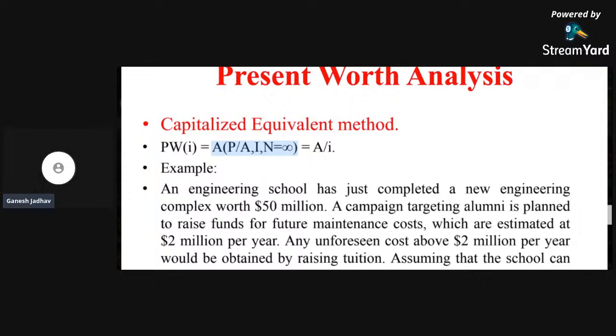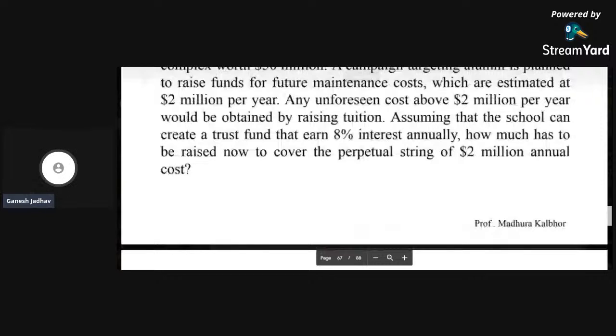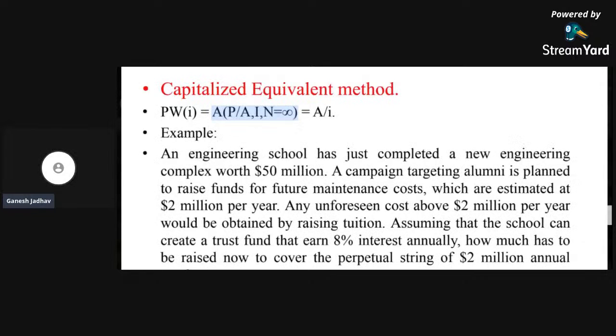n is equal to infinity. So here is the example of how the capitalized equivalent method works. They give the example of an engineering school that has just completed a new engineering complex. This is not a complex, it is the campus of the engineering college. The investment is 50 million.